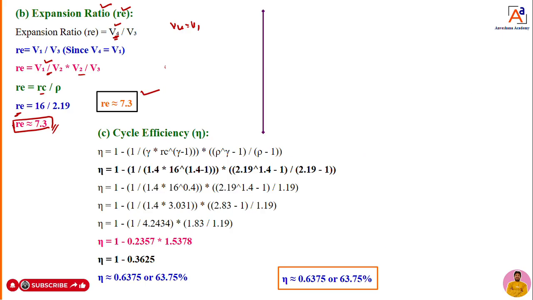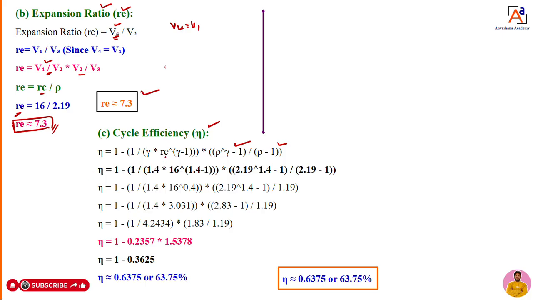So next what I will do now? Now the second parameter is done. Now I need to calculate the cycle efficiency. To calculate that cycle efficiency, we derived an equation for the efficiency of a diesel cycle. What is that? That equation you can see here, dear students. Now 1 minus 1 divided by rho to the power of gamma minus 1 into RC to the power of gamma minus 1, into bracket rho to the power of gamma minus 1 divided by rho minus 1. This equation we already know.